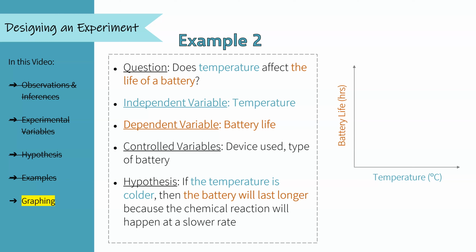And because both of my variables are quantitative, or numbers, I'll be able to plot points, or have the computer do it for me. And so this will be a line graph. And I'll sketch in a line that matches my hypothesis. So a colder temperature means more battery life. So the line slopes downward.